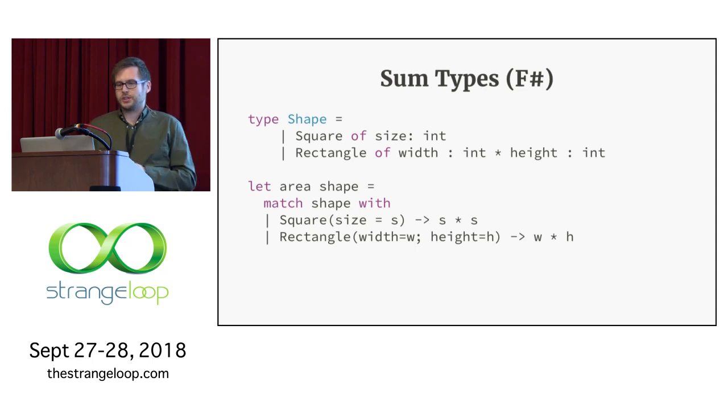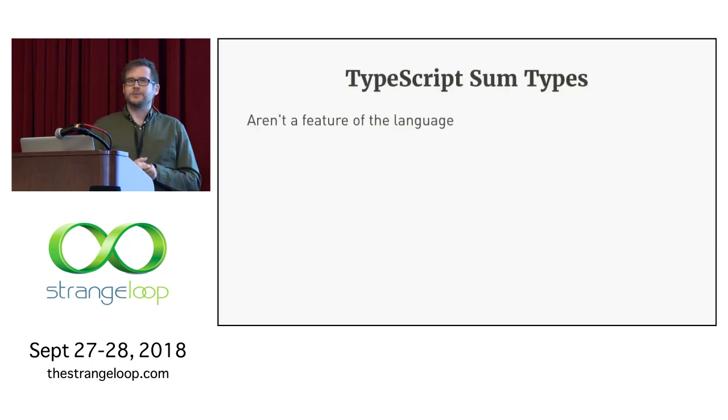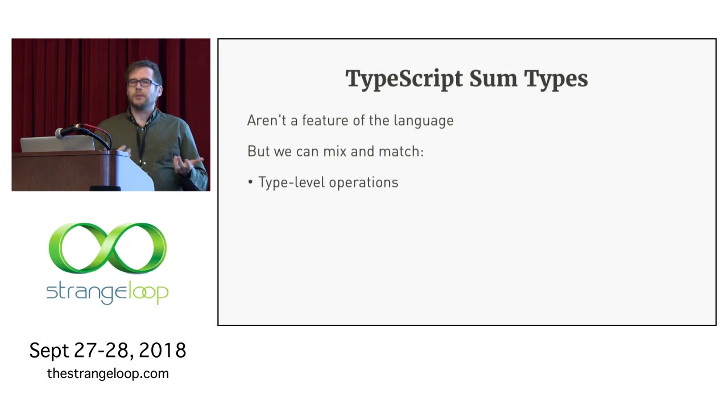If we add Circle to our Shape type down the road, then F# will point out to us that our area function is no longer returning values for all of the different options. So let's take a look at how this maps into TypeScript. Well, it doesn't. Sum types aren't a feature of TypeScript, but there are a number of different features of the type system that we can mix and match in powerful ways to get something that's pretty close to what F# can do for us. In particular, we have some type level operations that let us combine individual types into larger compound types.